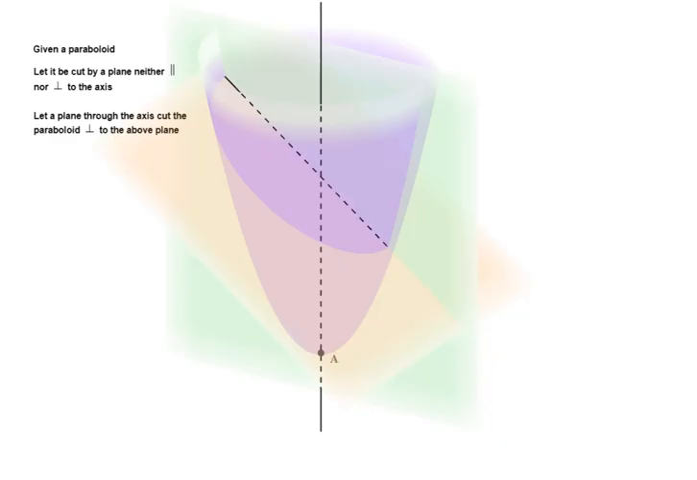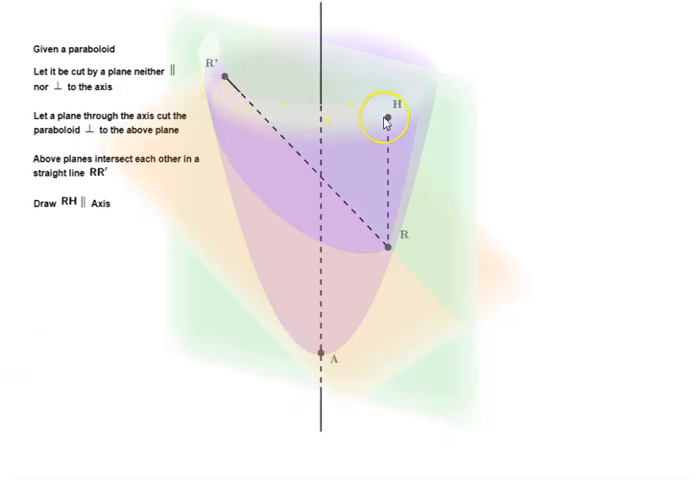Let a plane through the axis cut the paraboloid perpendicular to the above plane. So we have to draw a plane which is perpendicular to this plane. So let's first draw the axis and now let's draw the plane perpendicular to this plane. Now these two planes will cut in a straight line. Let's mark it as R, R prime. Above planes intersect each other in a straight line R, R prime. Draw RH parallel to the axis. So let's draw RH parallel to the axis.